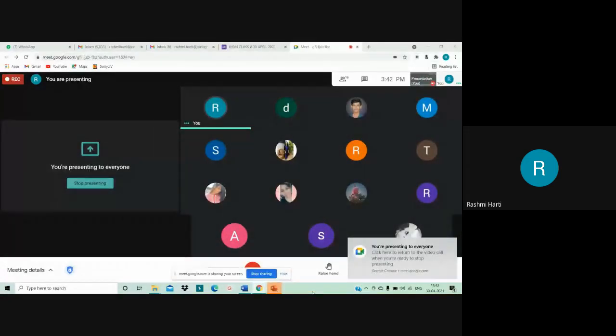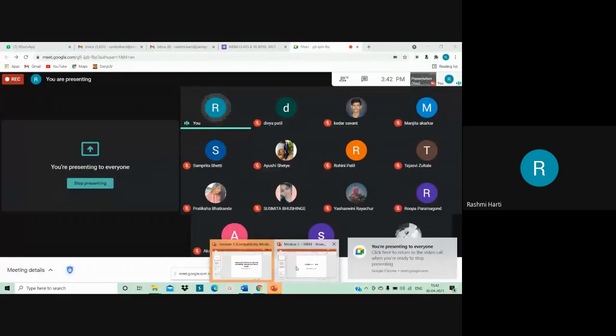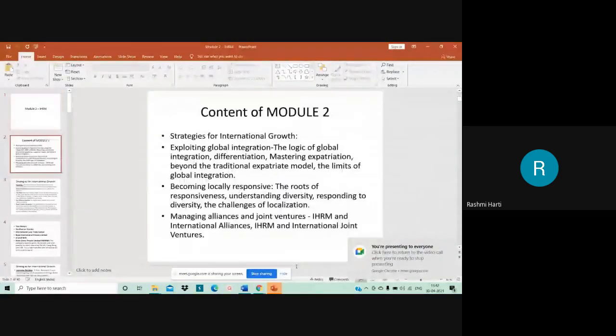So yesterday I explained the entire global integration of module 2, right? Strategies for international growth. We have seen what the different strategies of international growth are: exporting, licensing strategy, franchising strategy, alliance, multi-domestic strategy, global strategy, and all those things. And then we have also seen exploiting global integration.